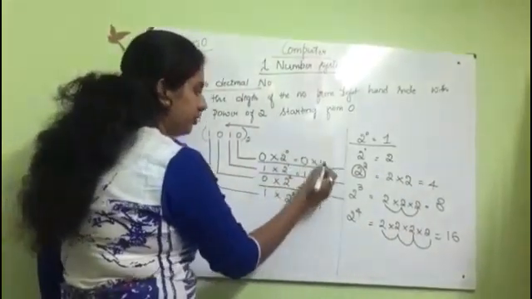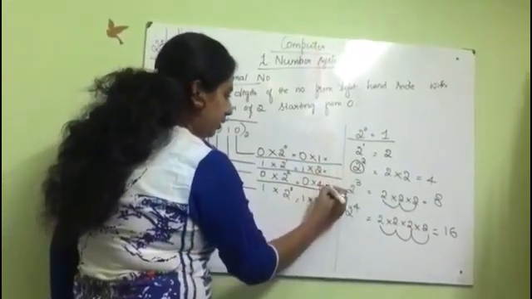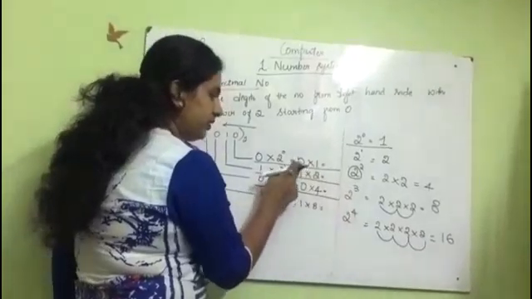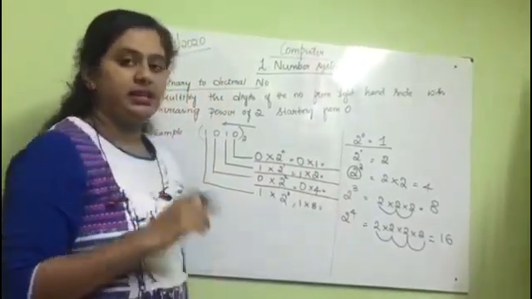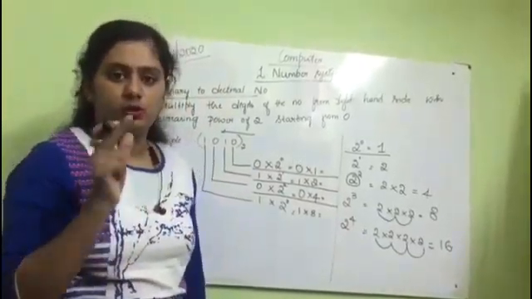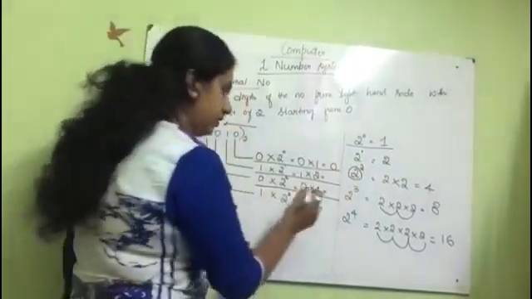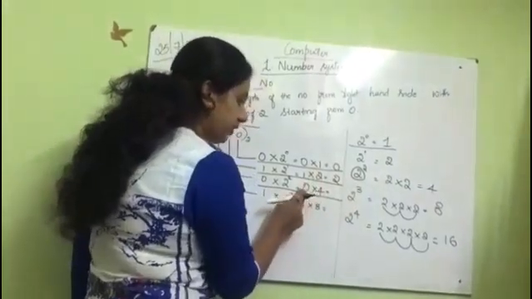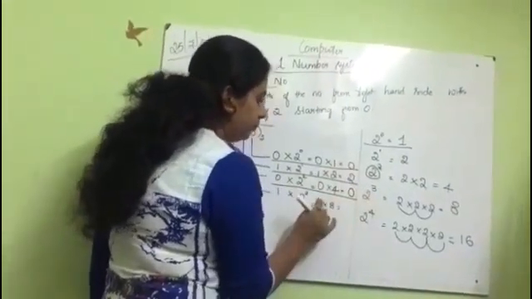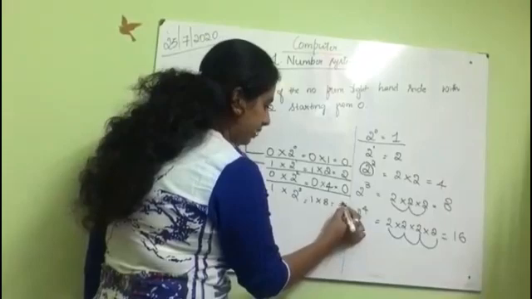After writing the powers of these values, then you have to multiply. What is 0 into 1? Anything multiplied with 0 will always be 0. 1 into 2, it is 2. 0 into 4, 0. 1 into 8, it is 8.